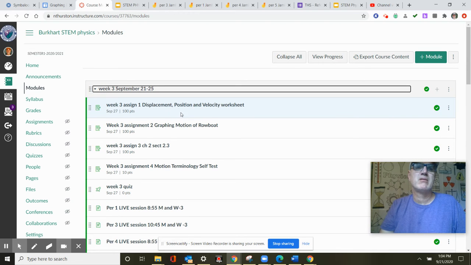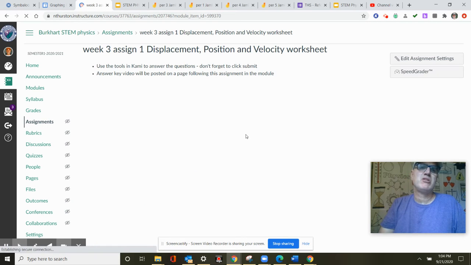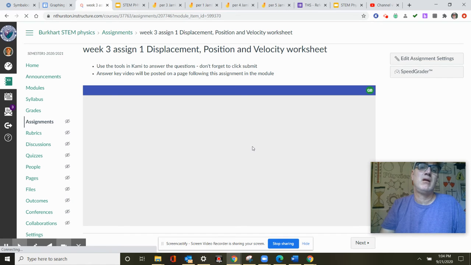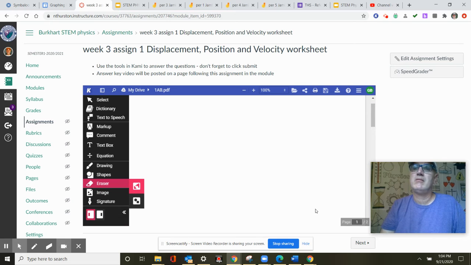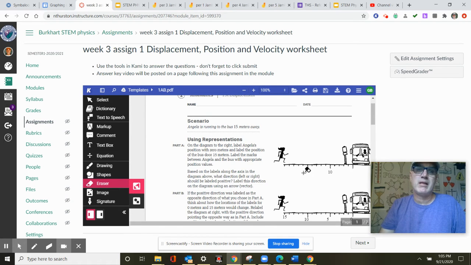So mostly what I should talk about is what's happening this week. Our first assignment is to work on a worksheet using the Kami tools. This is taking forever though. I'm glad I came back here because I have to erase this stuff that I put on here.